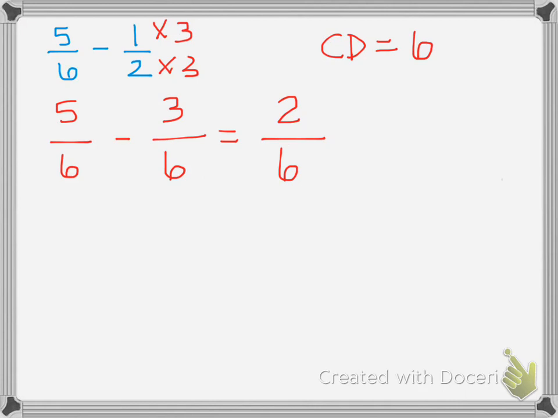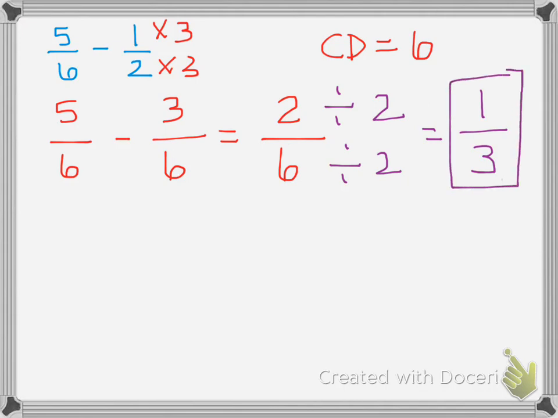Again, make sure to check at the end to see if you can reduce, and in this case, I can. 6 and 2 share a common factor of 2. So here I can divide both of those numbers by 2 to reduce my fraction. So I'm going to divide the top by 2 and divide the bottom by 2. And my numerator, I get a 1, and my denominator, I get a 3. So my end answer is 1/3.